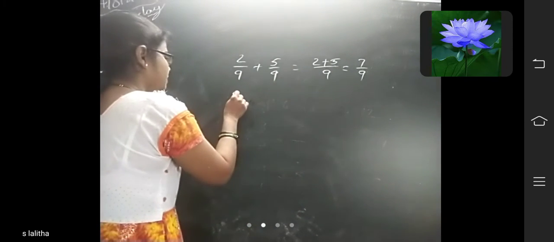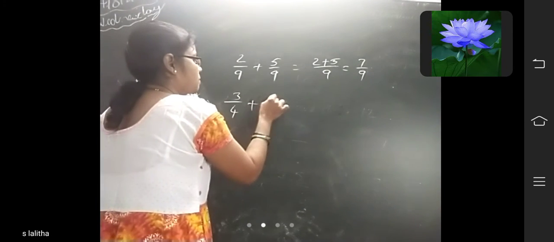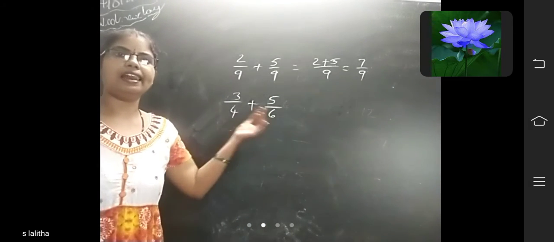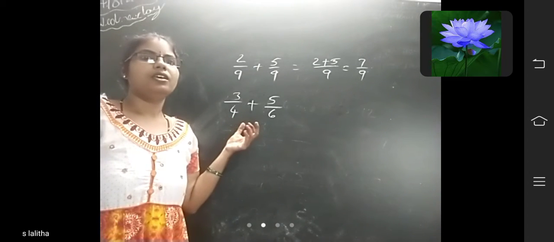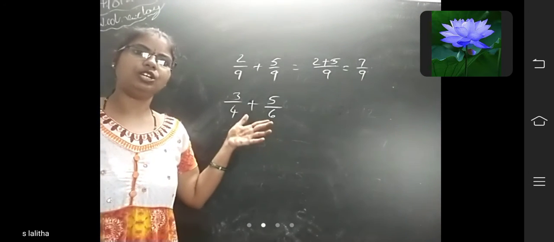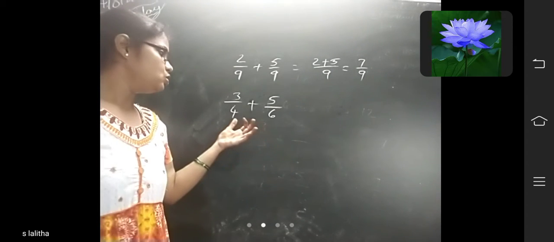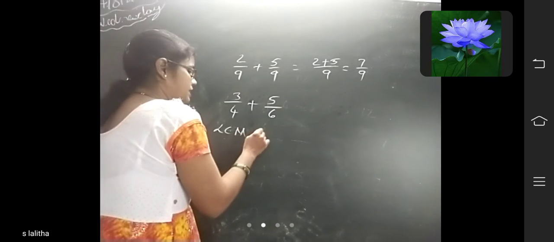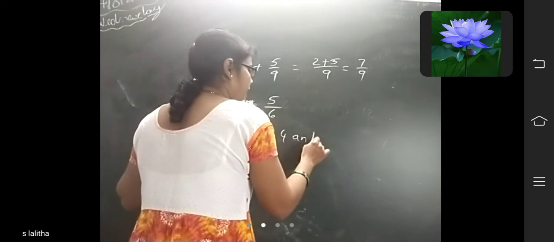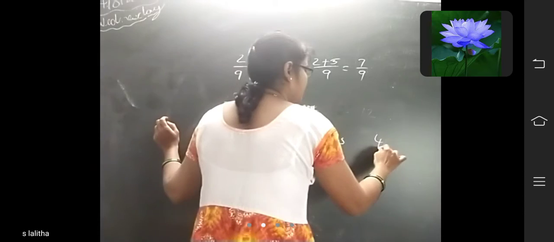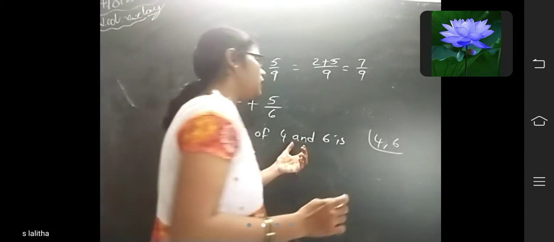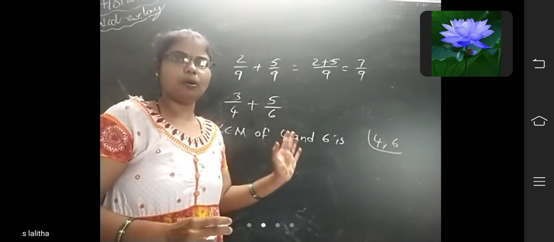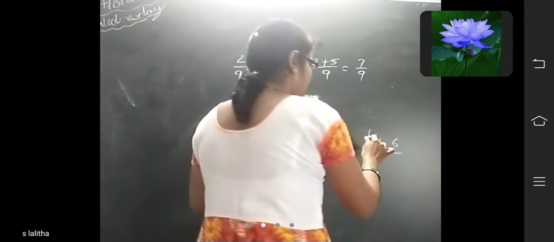Now I am giving unlike fractions. How to add 3 by 4 plus 5 by 6? These fractions are unlike fractions. How can you do it? Again, the same: first you should convert them into like fractions, then add. Okay, so for the denominators find the LCM. What is the LCM for 4 and 6? Don't multiply 4 and 6. Why? Because these two numbers are not co-primes. So you should find the LCM.